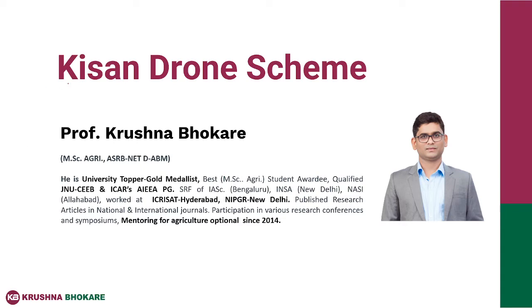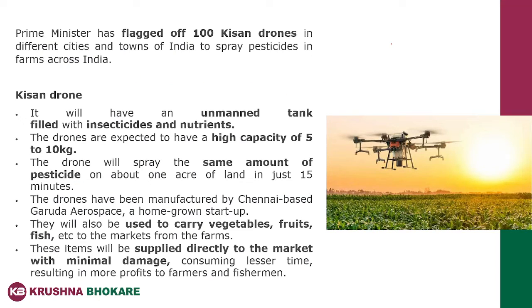In today's session, we are discussing the Kisan Drone Scheme. Recently, the government has launched a drone scheme for agriculture purposes. Our Prime Minister flagged off 100 Kisan drones in various cities and towns, for spraying pesticide and other agricultural uses.